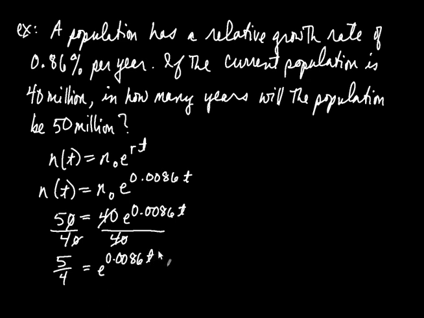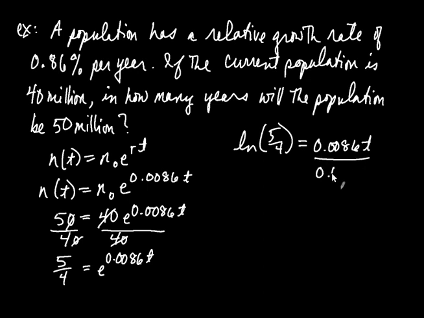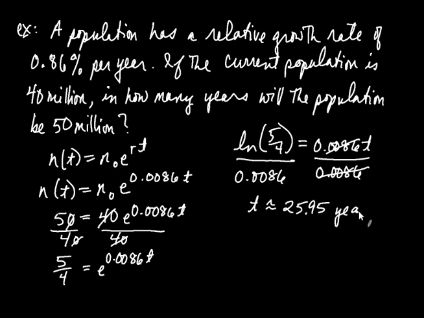So we have 5/4 is equal to e to the 0.0086t. We're going to solve by taking the natural log of both sides. So the natural log of 5/4 is equal to, and when you take the natural log of this, the natural log and the exponential cancel, and you get just 0.0086t. Dividing both sides by 0.0086 to get t, that's what we're looking for. Those cancel, and t is about equal to 25.95 years. Okay, that is about 26 years.